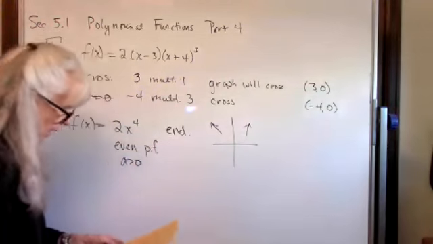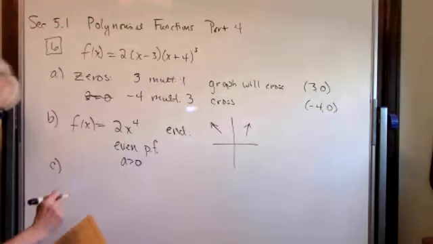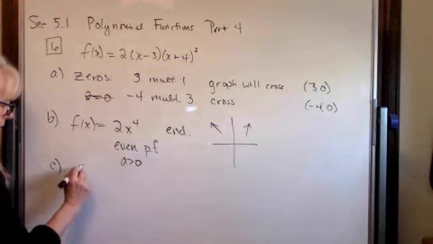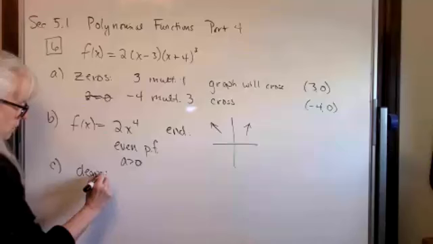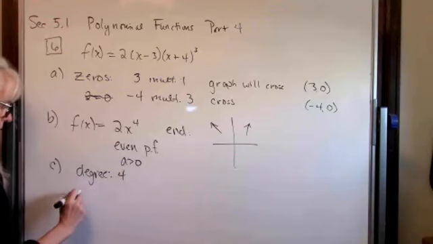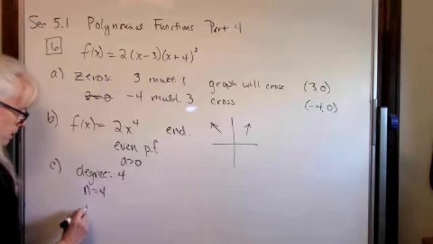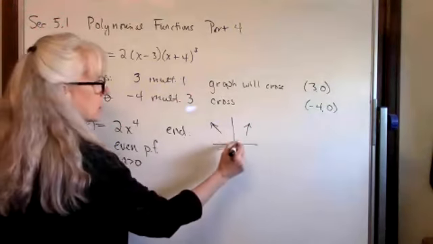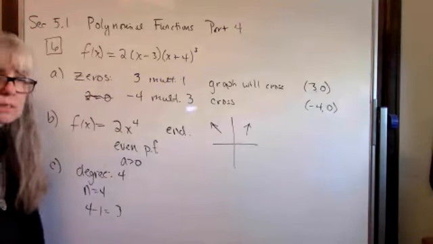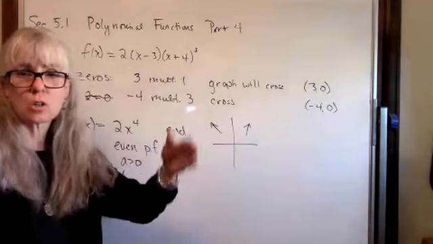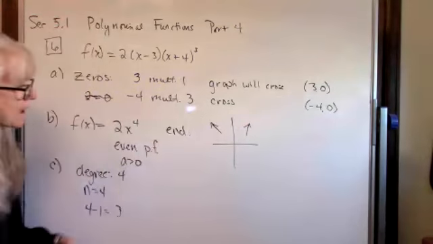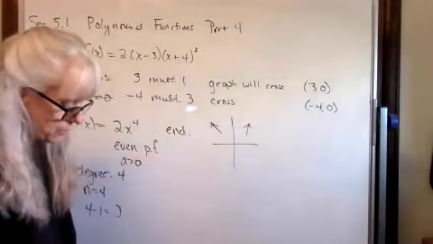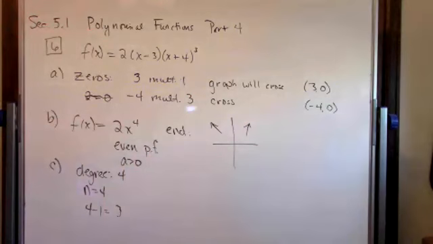Part C says to determine the maximum number of turning points. Well, the maximum number of turning points comes from our degree. And we know that this is a 4th degree polynomial. So n is equal to 4. We're going to take that 4, we're going to subtract 1 and end up with 3. So at most, this thing can change direction 3 times from the start to the finish in terms of increasing and decreasing. And we've analyzed the graph. And what we'll do in the next section is actually come and graph these functions. But for now, that's all they're asking us to do.